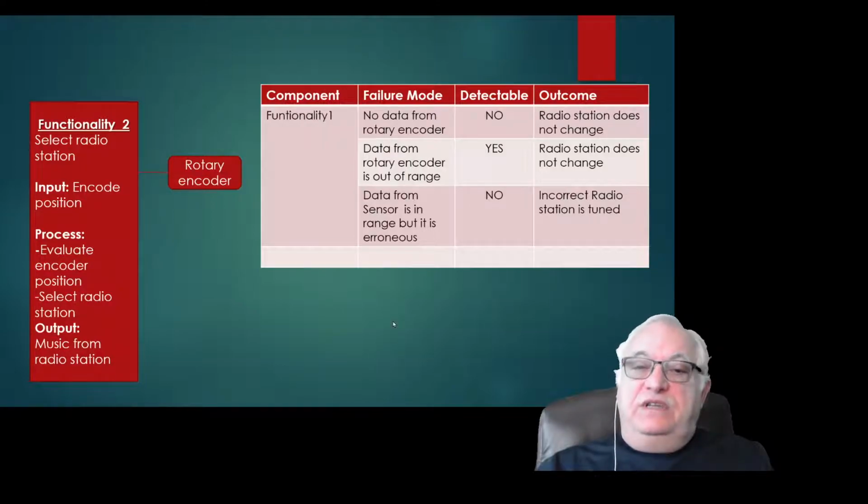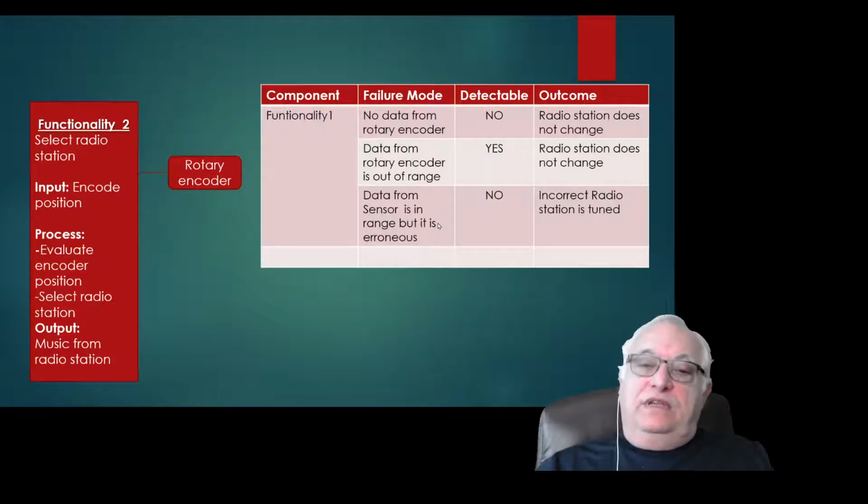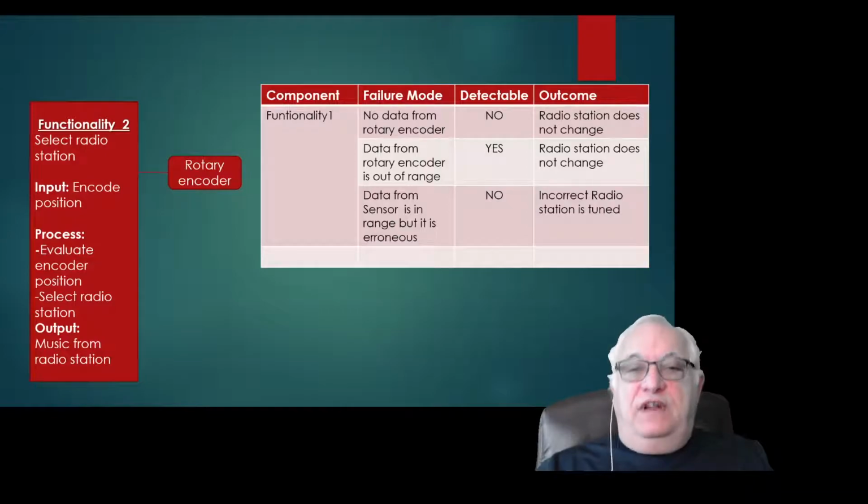So again, we go to the system level and we go through our hazard analysis. We have, in this case, our three possibilities: no data from the encoder, incorrect data from the encoder, or the encoder provides correct data but it's invalid data. It's within range data but it's invalid. So in this case, no data from the encoder. Is it detectable? No, because either you are getting no data because the user is not rotating the knob or it's broken. So the outcome would be it stays in the same station.